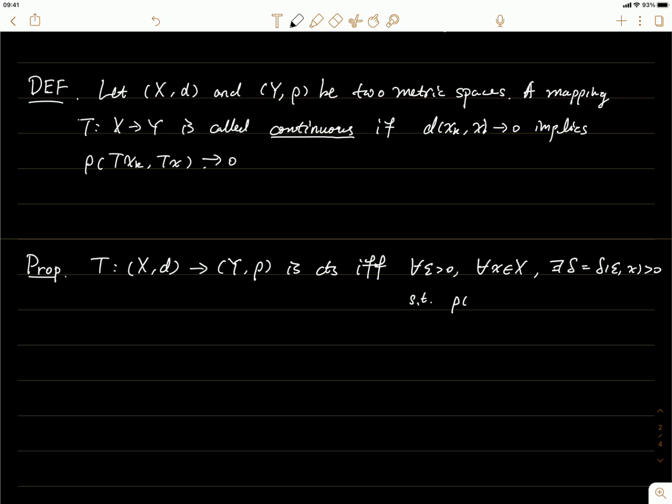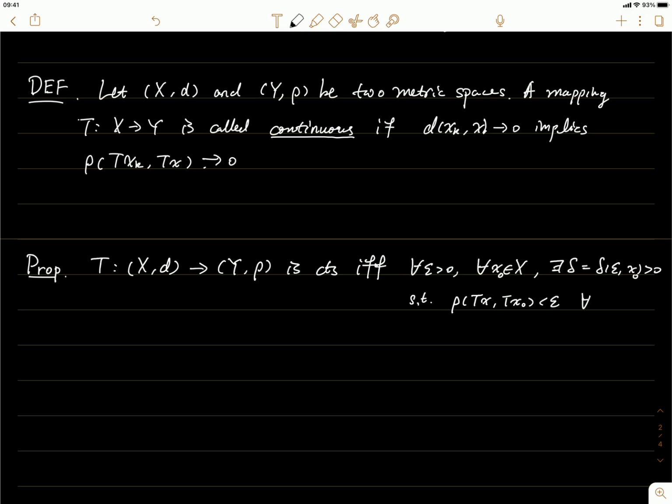such that the distance rho between T of X and T of X0, let me use this X0 right here, maybe it's easier. So for any epsilon greater than 0, for any X naught, there exists some delta that depends on the epsilon and X naught, such that as long as X is close to X naught, this is less than epsilon.